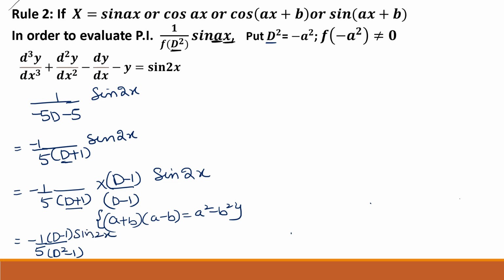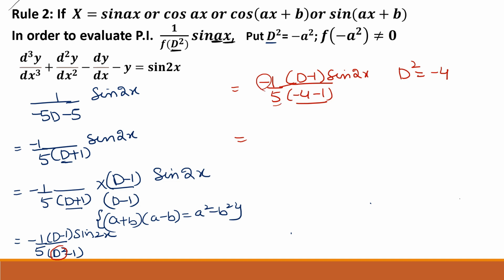Now we got D square in the denominator. This is -1/5, and we will put D square equal to -4 again. So here we will get -4 minus 1, and here we have (D - 1) sin 2x. So this will be -5, and the negative into negative gives 1 by 25 (D - 1) sin 2x.